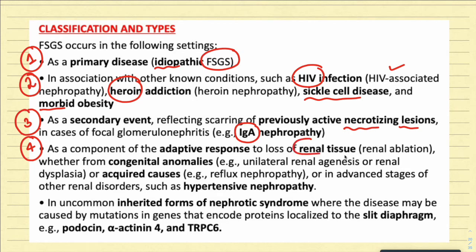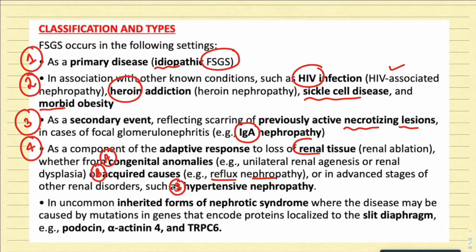Whenever there is an excessive loss of renal tissue, for example in congenital anomalies like unilateral renal agenesis or renal dysplasia, or acquired causes like reflux nephropathy, or in advanced stages of other renal disorders like hypertensive nephropathy, remember, whatever remaining normal glomeruli are there will undergo some kind of compensatory change.